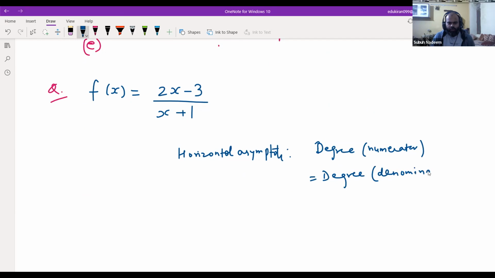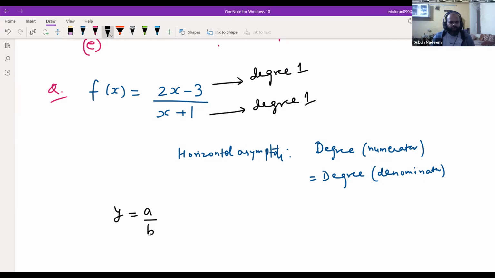So here, as you can see, the numerator has degree 1, that is the highest power of x, and the denominator is also degree 1. So here the horizontal asymptote matters. Now, what is the equation of the horizontal asymptote? It is y is equal to a by b.